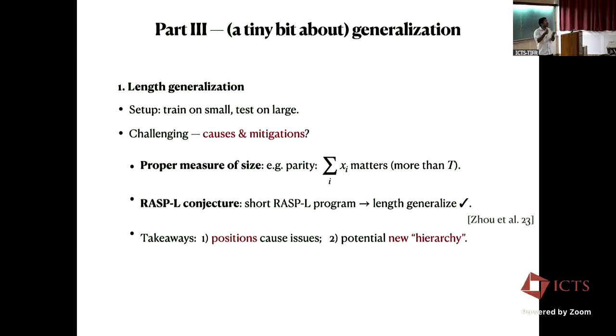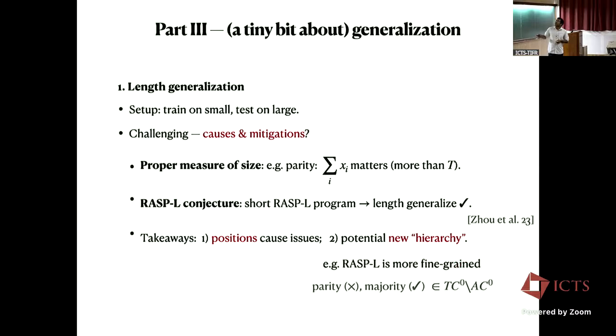come from these positional embeddings, because if it has to generalize to unseen lengths, it's difficult. And also there is maybe some new hierarchy imposed by these new perspectives, because yesterday, if you saw, both these tasks belong to TC0 minus AC0, but using this framework, one could actually show that this task is a lot easier for generalization compared to parity. So these new viewpoints are very important.